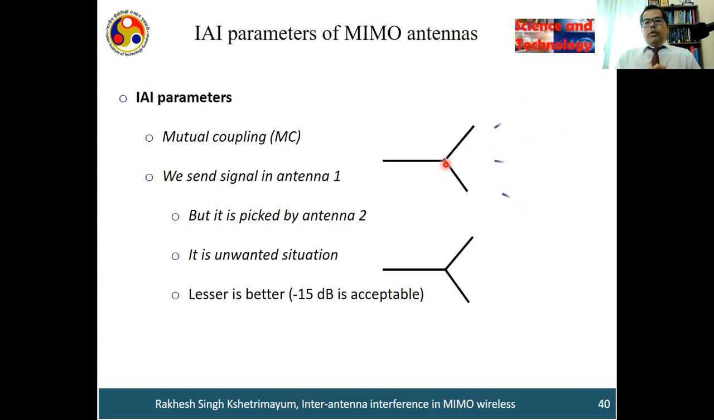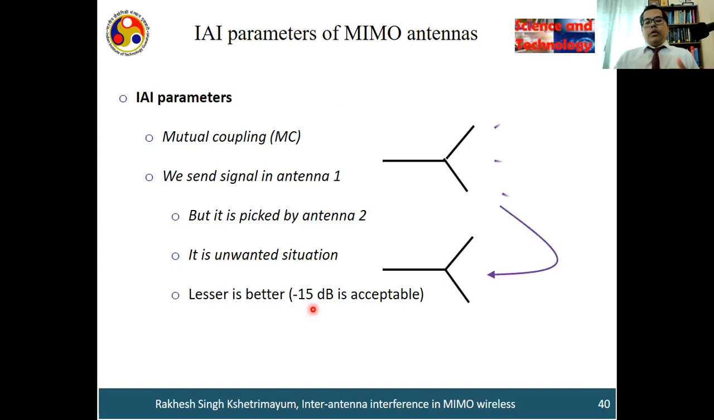Some of the signals which have been transmitted from antenna 1 will reach antenna 2. This is something called mutual coupling, which is an unwanted situation. It will create a lot of inter-antenna interaction, which will reduce the rate gain as well as diversity gain for the MIMO system. The standard here is that if you have a mutual coupling of less than minus 15 dB, it's acceptable. Your MIMO antenna is working fine.